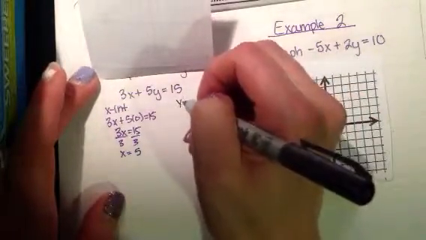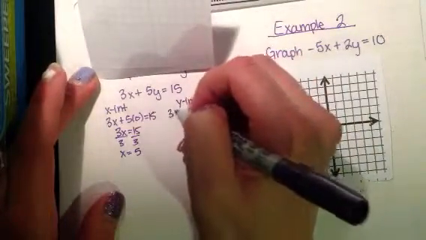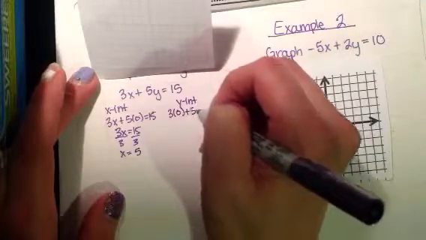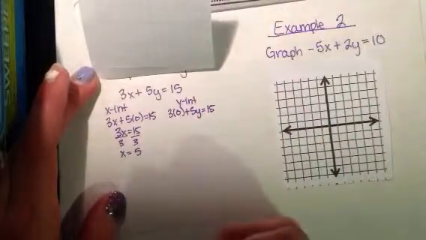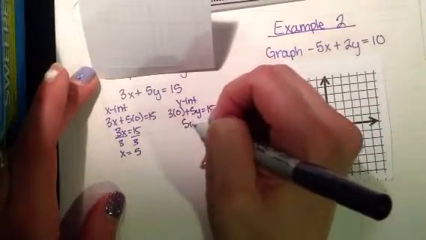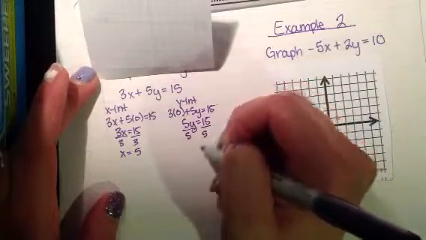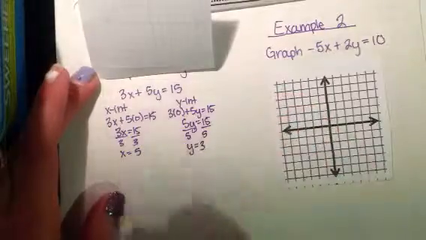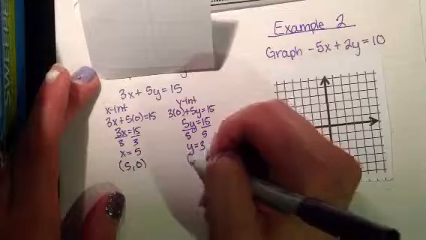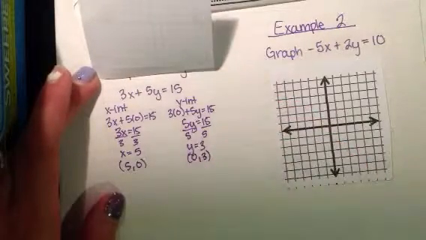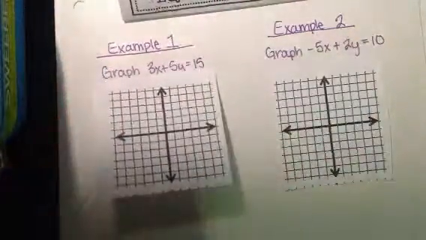I can then do my y-intercept by plugging in a 0 for the x value. 3 times 0 plus 5y equals 15. 3 times 0 is 0, so I'm left with 5y equals 15. Divide both sides by 5. y equals 3. So I know that I'm going to have a point at 5, 0 and a point at 0, 3. So let's go ahead and plot those points on the graph that we have right here.